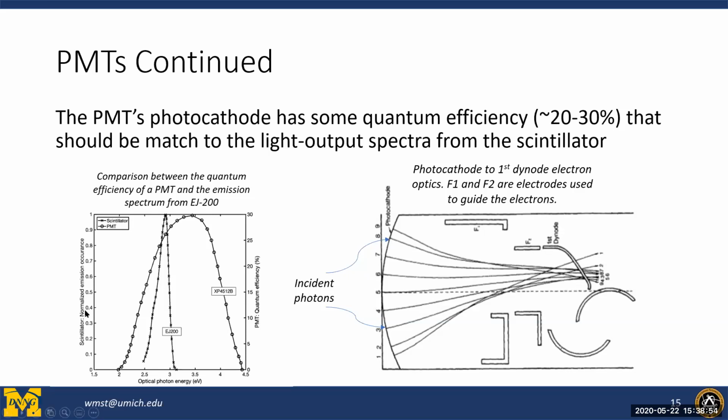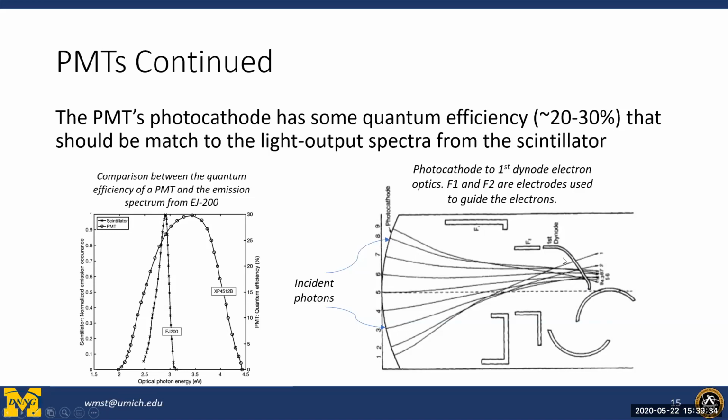In this case, if we have EJ200, this is our emission spectrum for optical photons. And then we have our efficiency for, in this case, a type of photomultiplier tube. We can see that these match relatively well, in that we'll be able to collect the majority of light. Now we see here that these electrons do not necessarily go on straight tracks and they interact with what is called a dynode. These electrons are actually focused through electrodes to guide them to this dynode.